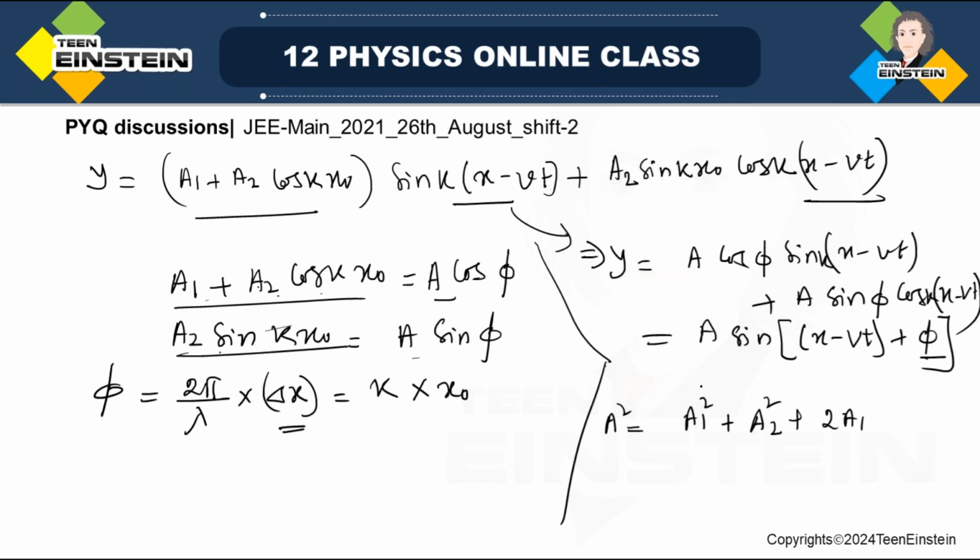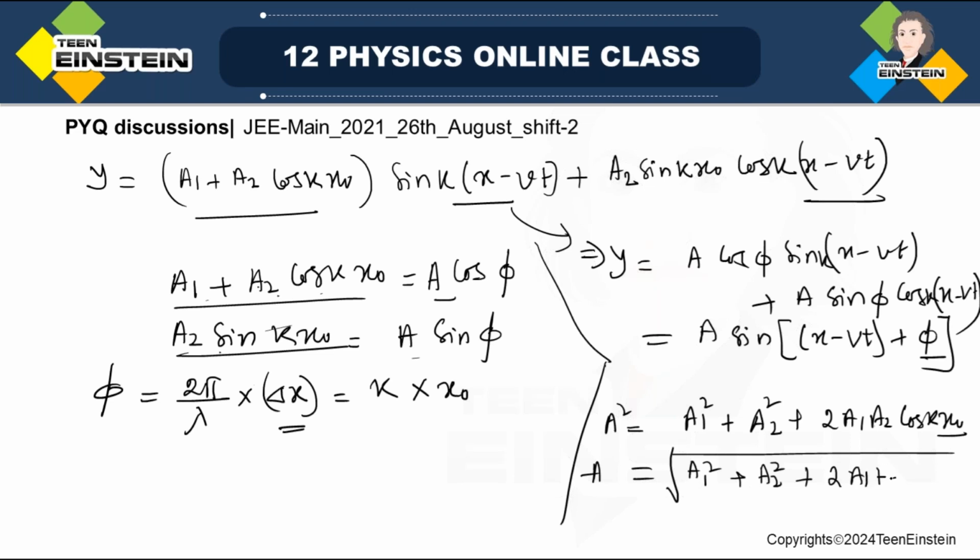a2. Okay, this 2a1 a2 cos of kx0. Okay, I can write this kx0 as phi. So a will be square root of a1 square plus a2 square plus 2a1 a2 cos of phi. So phi means kx0. Okay, kx0 is the phi. So I can actually guess what is the phi in terms of pi.